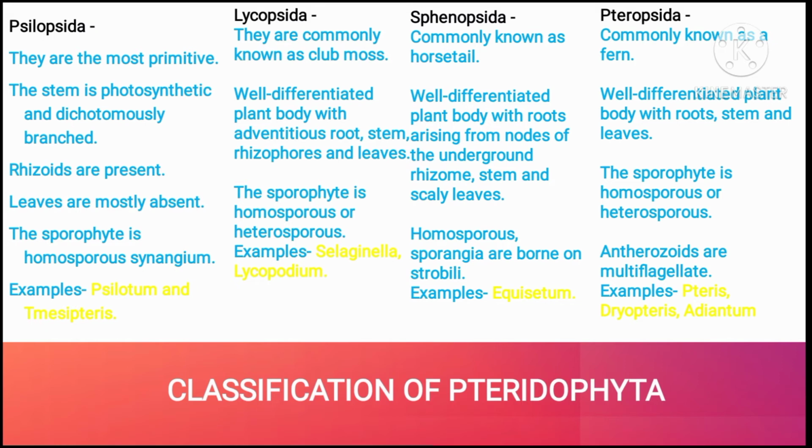Sphenopsida, commonly known as horsetail. Well differentiated plant body with roots arising from nodes of the underground rhizome, stem and leaves. Homosporous. Example, Equisetum. Pteropsida, commonly known as fern. Well differentiated plant body with roots, stem, and leaves. The sporophyte is homosporous or heterosporous. Antherozoids are multiflagellate. Example, Pteris, Dryopteris, Adiantum.